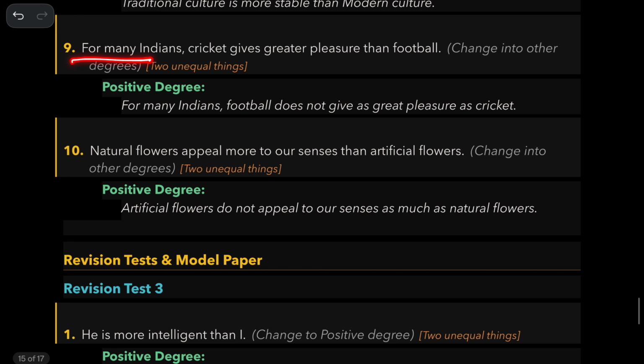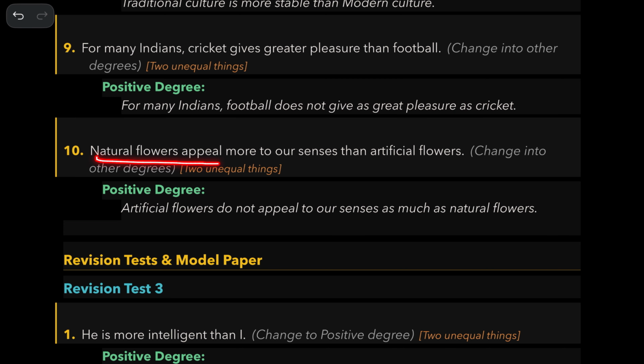For many Indians, cricket gives greater pleasure than football. You're talking about only cricket and football here. Here also change into other degrees, not a good instruction. Because greater, you are expected to use great here, positive degree. For many Indians, football does not give as great pleasure as cricket.